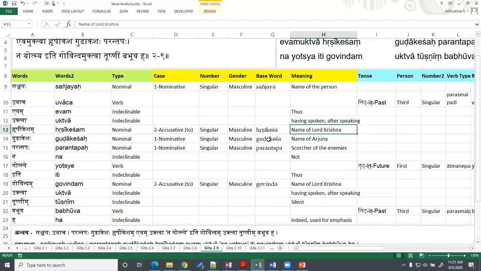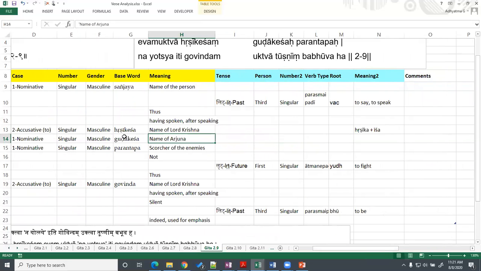And the adjective for Arjuna he is using is Gudakesha. That is the name of Arjuna, and it is also a compound word. It means Gudaka plus Isha. Gudaka means sleep, or sloth, or tamoguna, you can say.